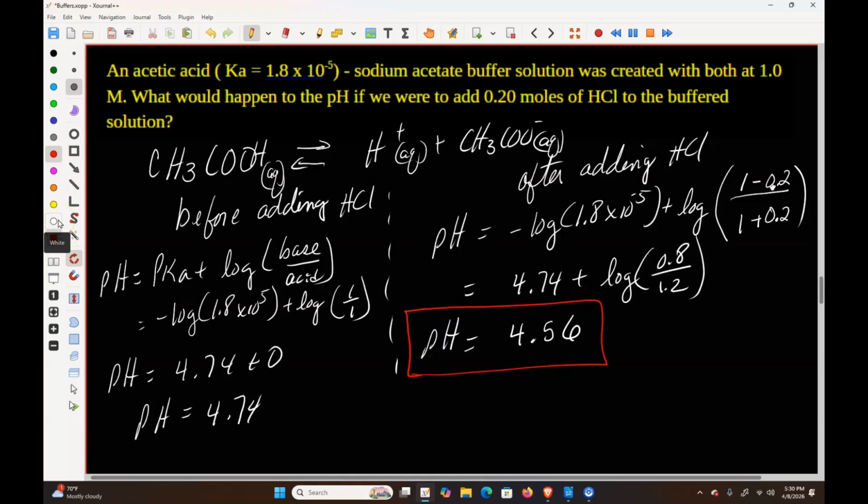Now, if I were doing a base, I would do the same thing. So if I were to add a strong base, I would add here, and I would subtract here. So that's all you have to do to alter the Henderson-Hasselbalch equation if I'm adding a strong acid or a strong base.